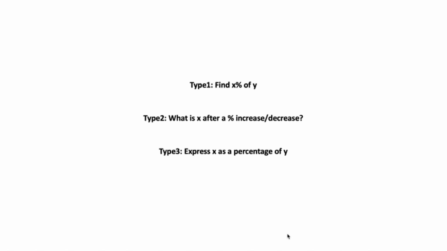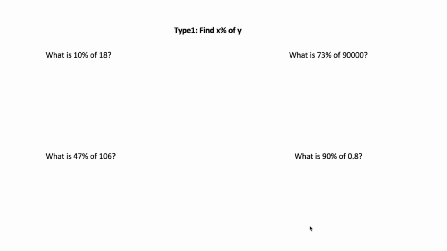Today's topic is percentage. There are three types of questions you'll get in Edexcel GCSE exams. The first one is find X percentage of Y, then what is X after a percentage increase or decrease, and express X as a percentage of Y. First type. So here are four questions.